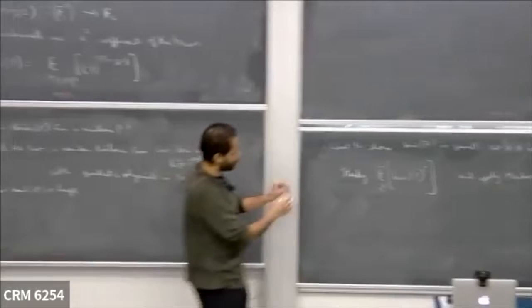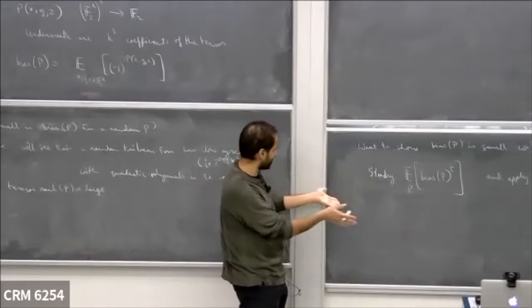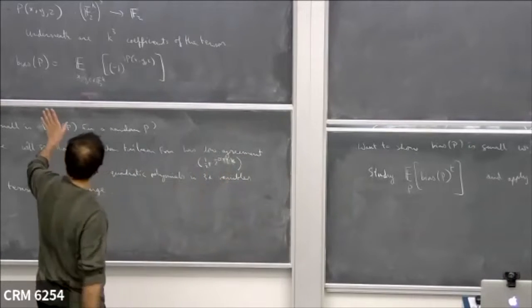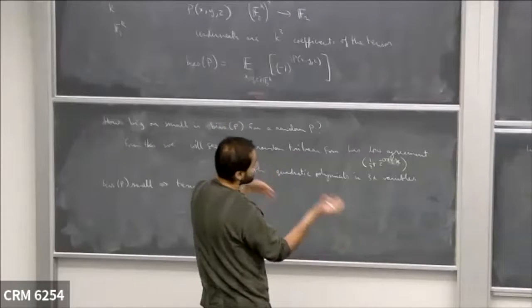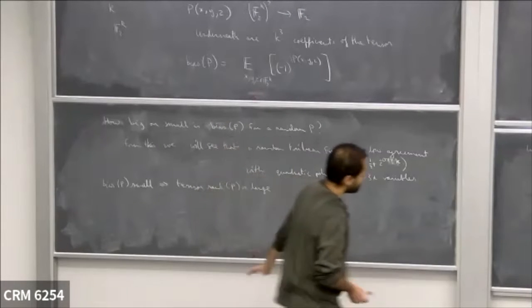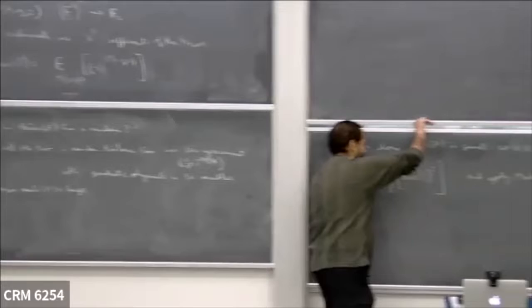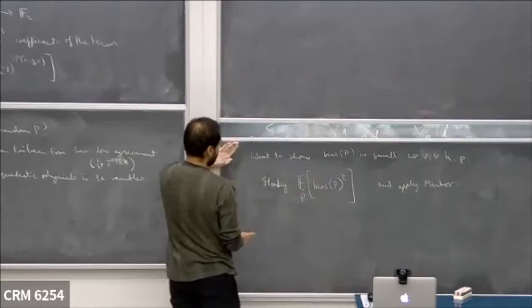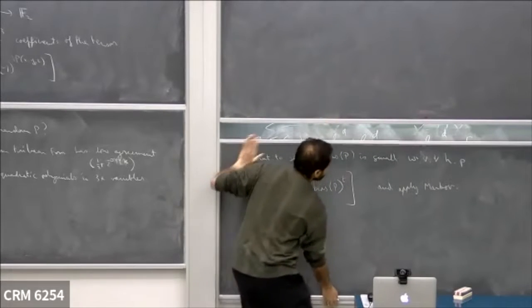Now I'm going to do just a calculation in front of everyone, and hope that if it goes well, then we will see a connection to some tensor rank kind of questions. Okay, so what is the bias of P? Let me move this up.